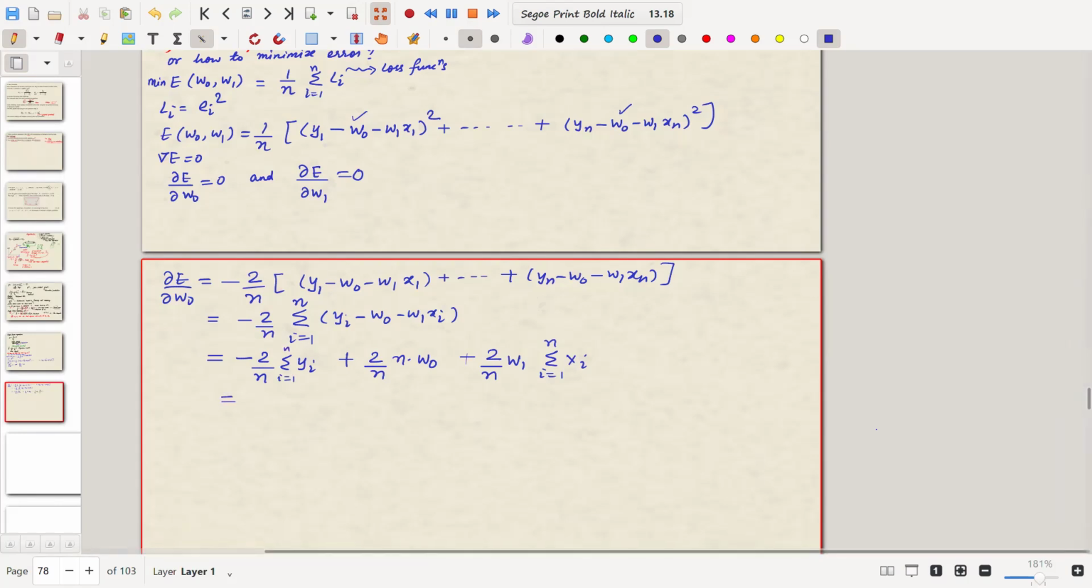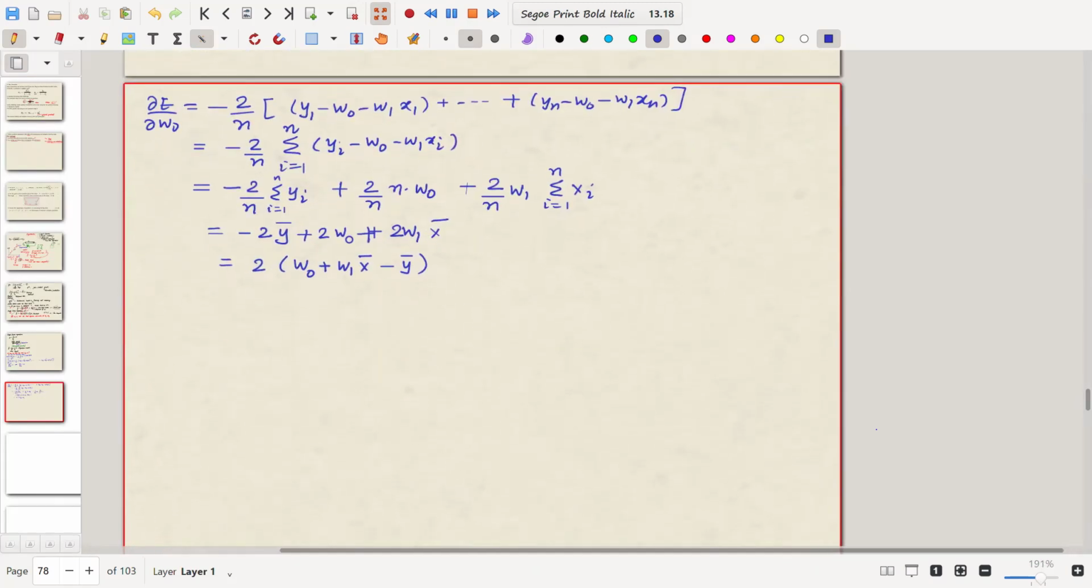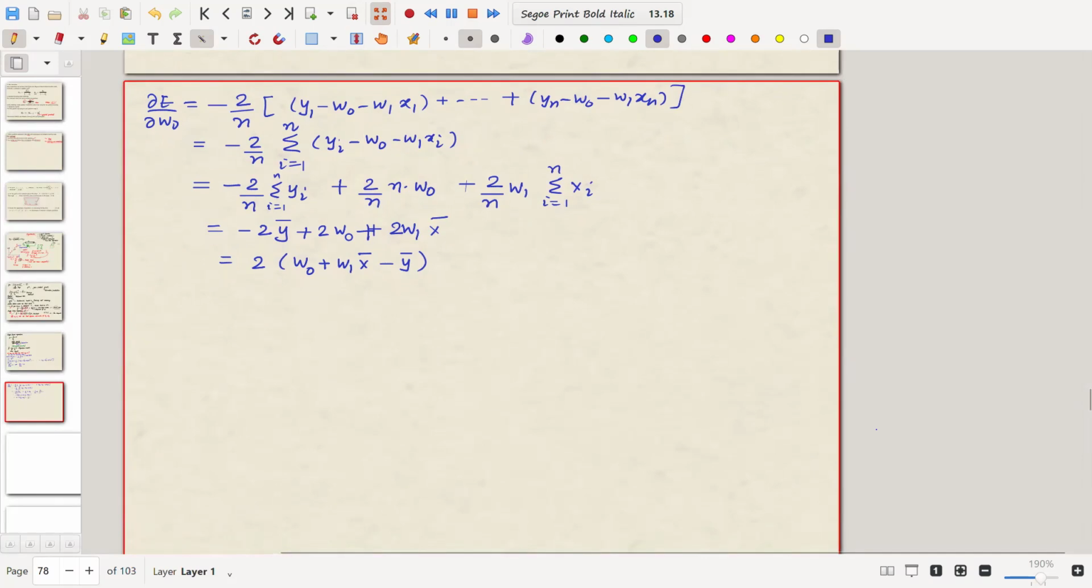What does this give you? -2 times this, which is the mean of y: summation of yi by n is the mean of y, which I am calling y bar. Plus, n cancels, 2 w naught. Plus 2 w1 times this, which is x bar. So what you are getting: 2 times w naught plus w1 x bar minus y bar. Isn't it? Do you agree?